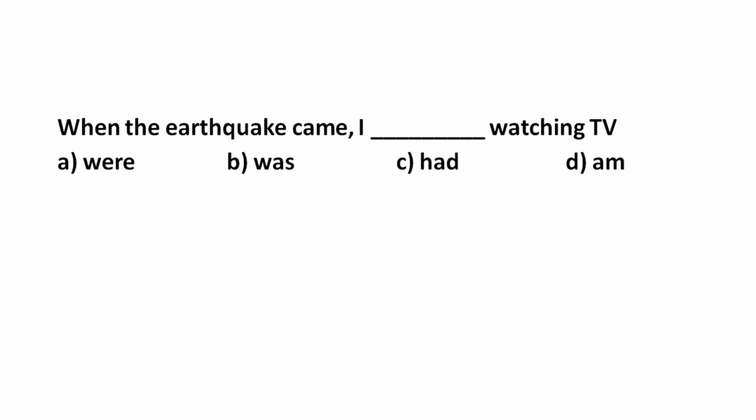I hope you're following it. We'll go to the next exercise. When the earthquake came, I dash watching television. Now here, the subject is basically I, and there is no relationship between I and were except in one imaginary case, which we will talk about in conditionals later. Now, when was comes in a sentence, the verb is in ing form. When had comes in a sentence, the verb is in V3. When am comes in a sentence, the verb is also in ing.